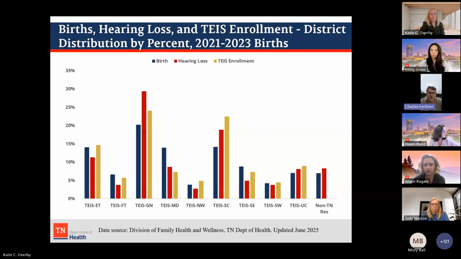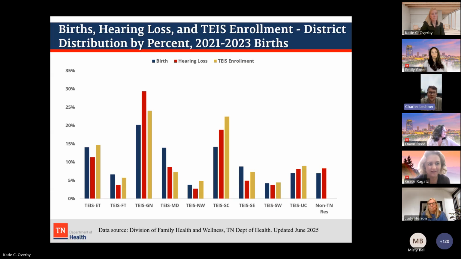You hit back real quick, there we go. And then you'll also see that Greater Nashville only has about 25% of the enrollments, despite having 20% of the births. On the flip side, the other one I really want to mention here is Memphis Delta. We see that Memphis Delta has about 15% of all the births in the state, but they only have about 10% of the diagnoses and a little less than that for our enrollments.